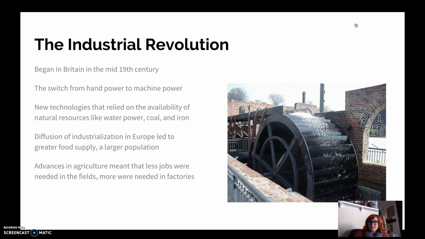All of these new machines, however, relied on different resources like water power, coal, and iron. So England had all those resources, but they were quickly running low on them, so they had to go find resources elsewhere. And this is where industrialization and imperialism kind of collide, because where they found a lot of those resources were those countries that they would go on to colonize, right, in Africa.